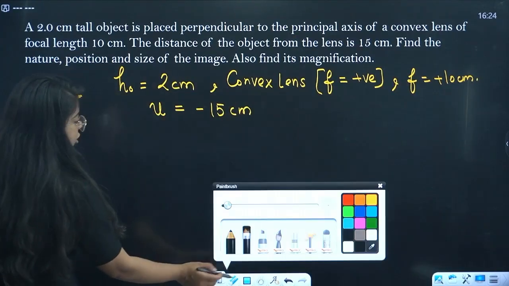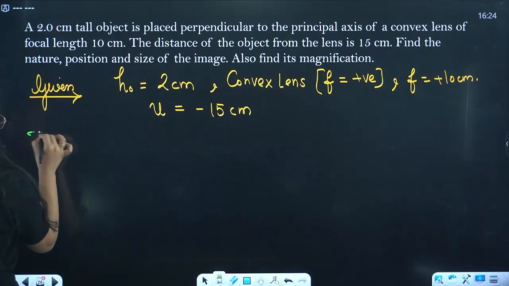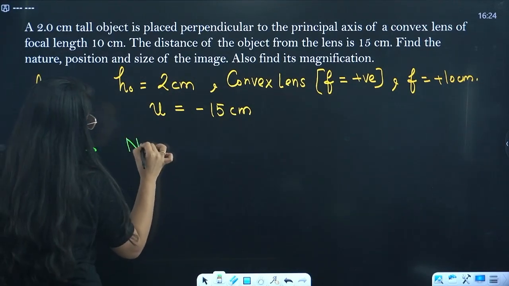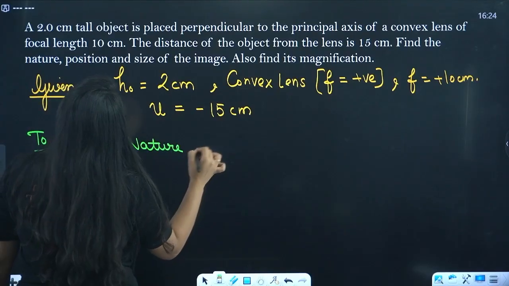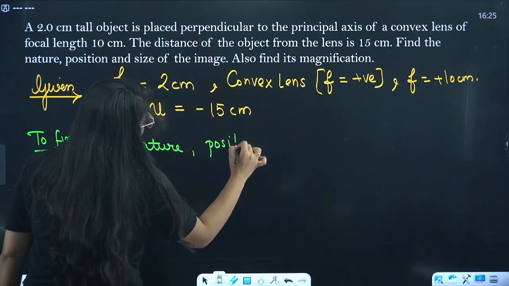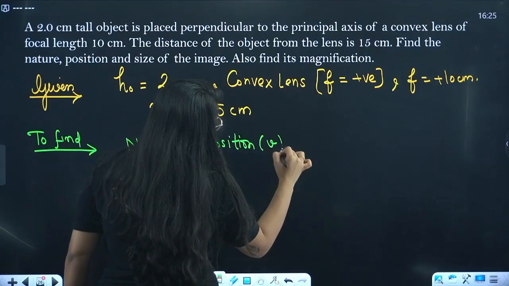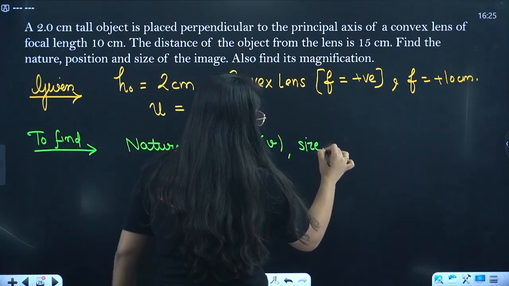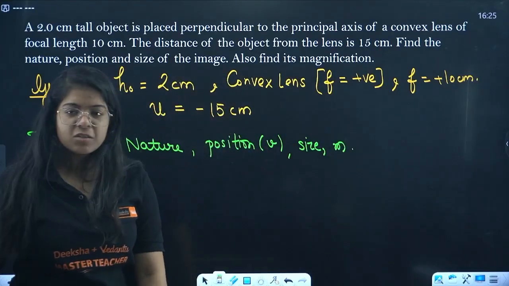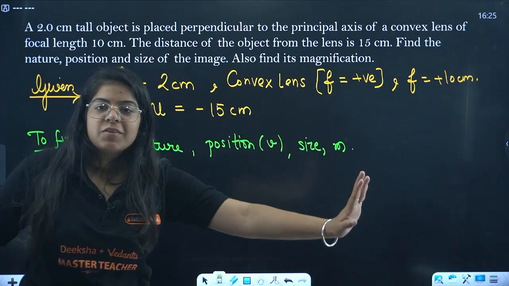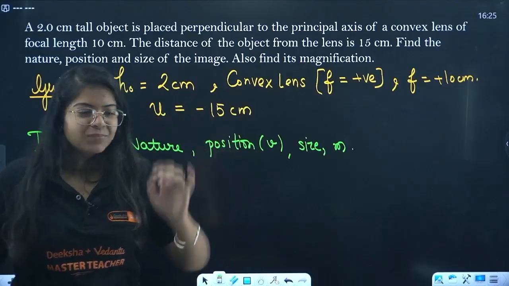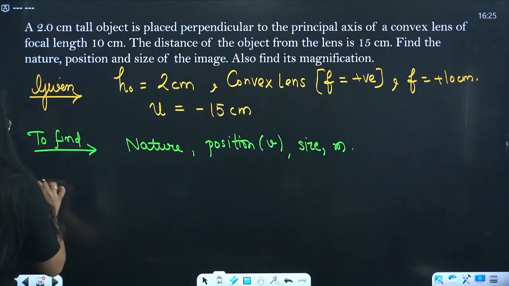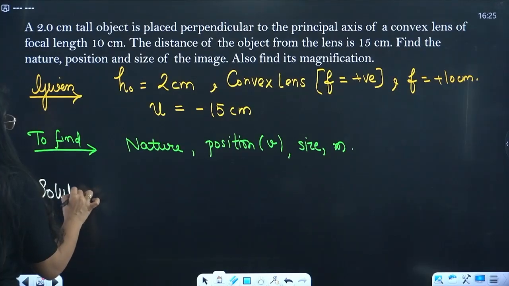Find the nature, position and size of the image. So we just have to find the nature, position, position means V, right? And the size of the image. Also find its magnification. Basically the whole first chapter of the lenses part. Okay, great. Now let's move on to the solution. Beta, first thing is we have to find V.